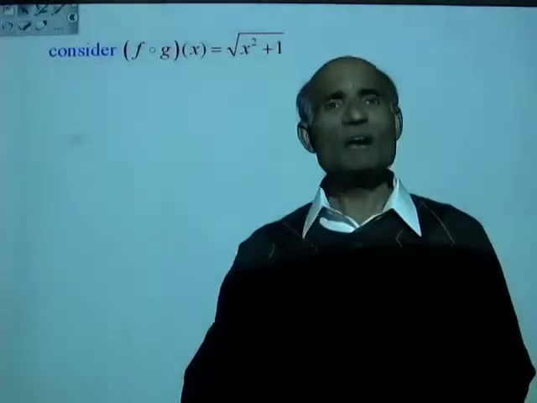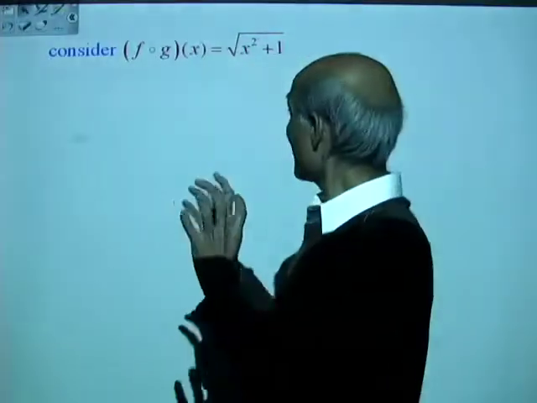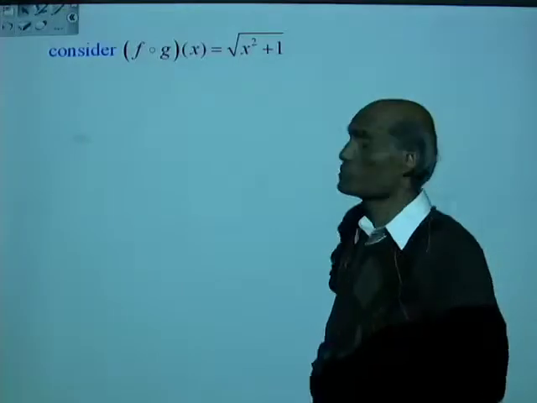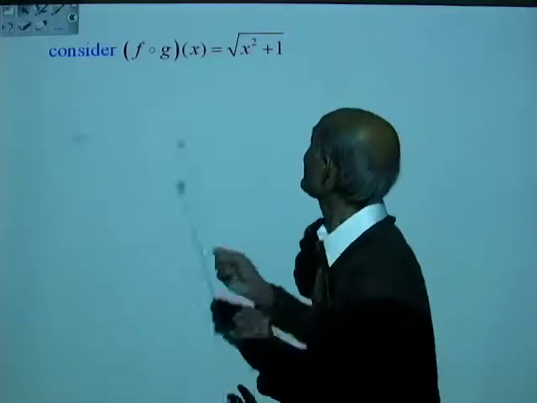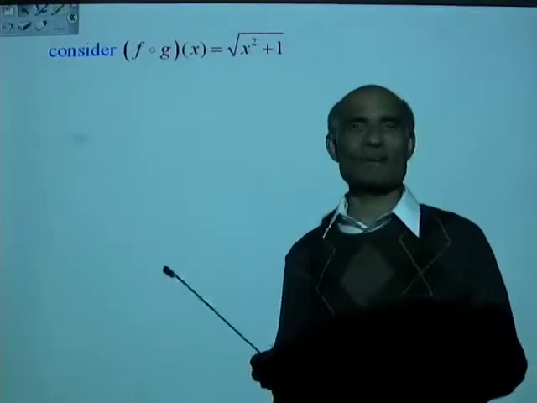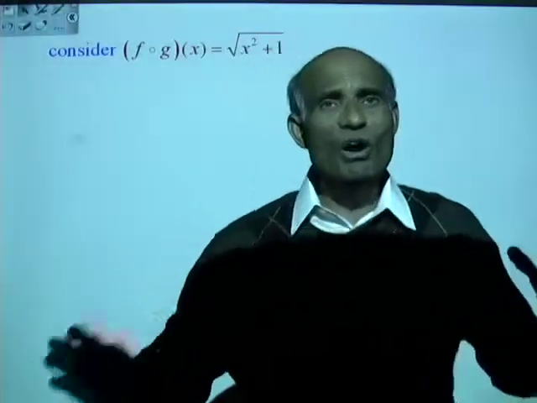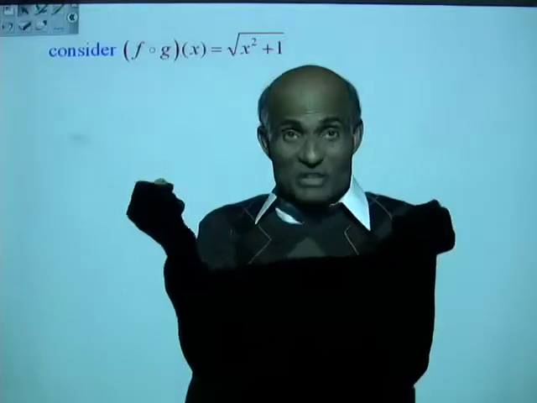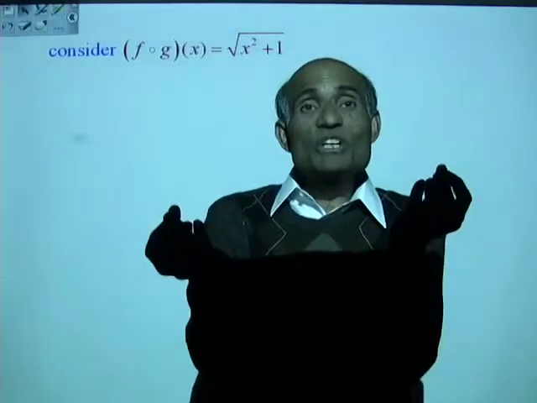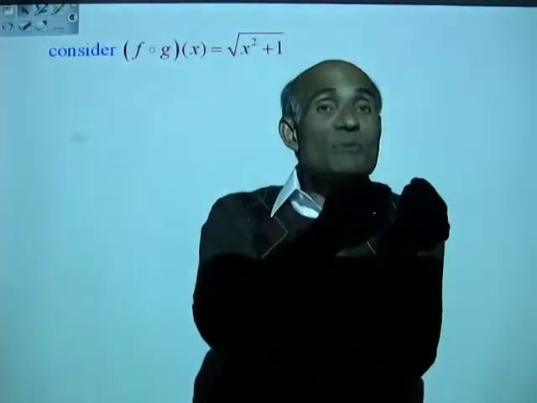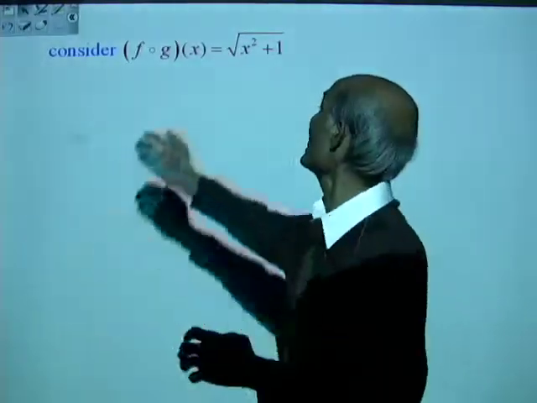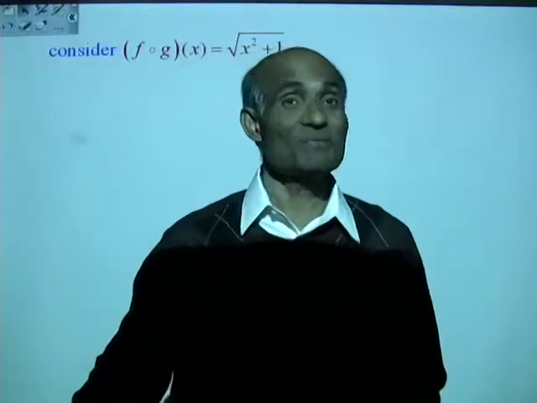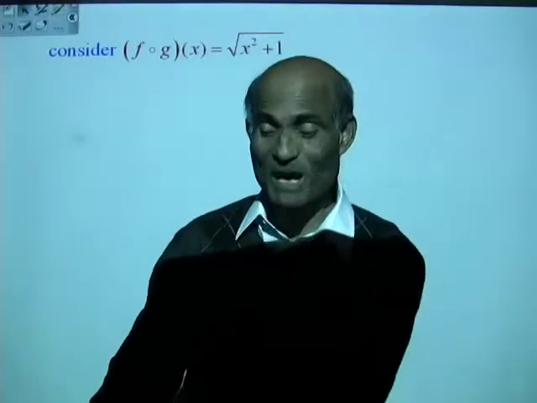Alright, now I'm going to give you a composite function like f of g of x equal to square root of x squared plus 1. Can you think of two functions f of x and g of x such that when g of x is used as the input in f of x, you get this function? Is it possible? It's a very simple exercise if you understood the process.